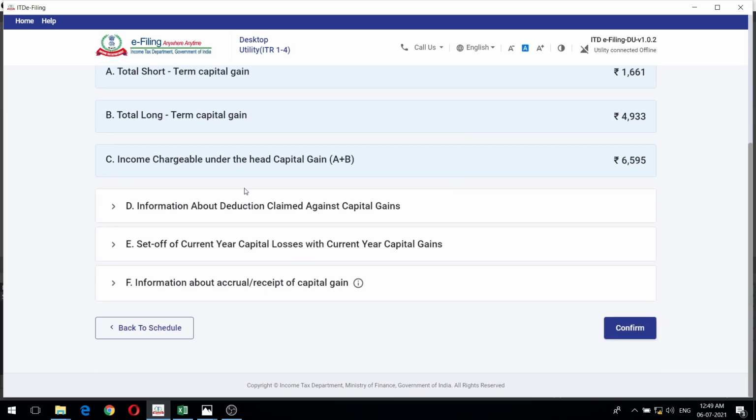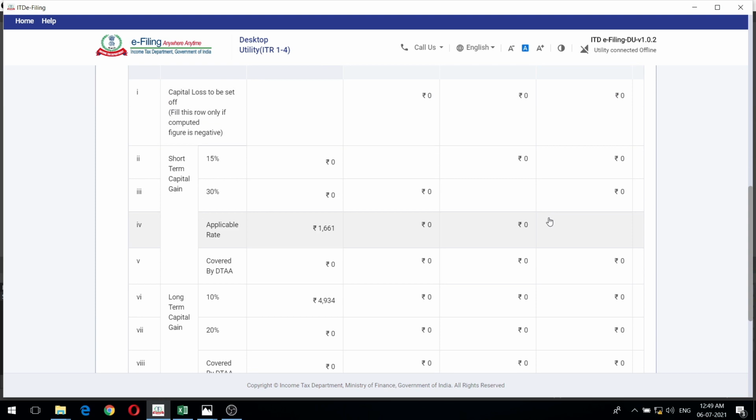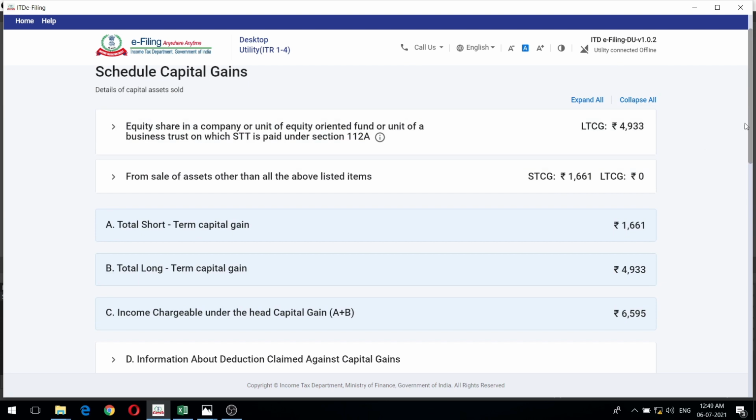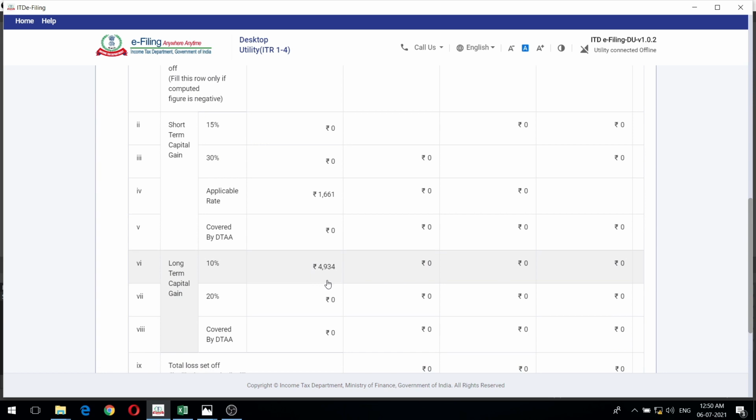Now you have to go down a little bit. You will see point number E, set off of current year capital losses with current year capital gains. Here you will see the exact value it has taken, based on the above two entries. In our case, the long-term capital gain is 4933. Go down, see, long-term capital gain is 4934. It has taken the exact value after rounding up, and it is coming under 10%.